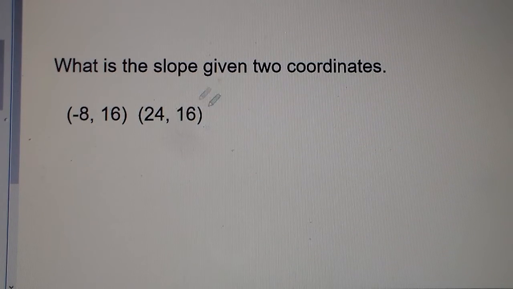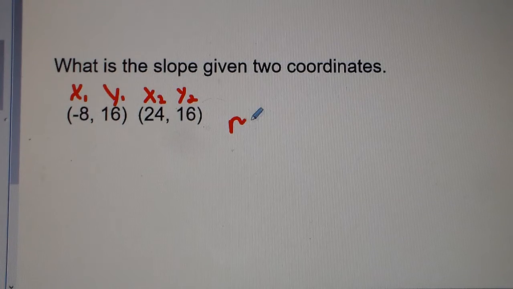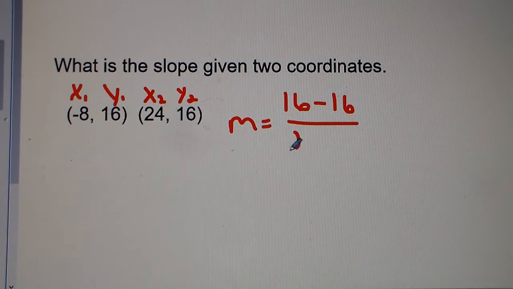See if you could find the slope between these two coordinates on your own. But hit the pause button. Alright, so here's the answer. x1, y1, x2, y2. And then, since we've gotten comfortable, y2 is 16 minus y1, which is 16, divided by x2, 24, minus x1, negative 8.